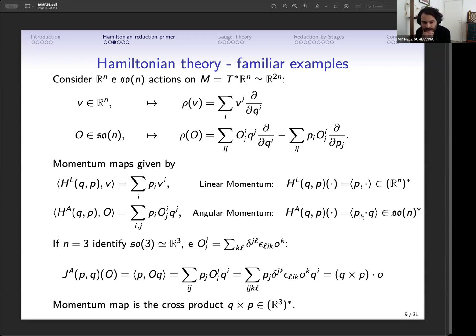Why is this really the angular momentum? Well, if you are in dimension 3 and you identify SO3 with R3 using this explicit map, where now OK is just a vector in R3, you can see that the angular momentum function can be rewritten as the cross product of Q times P, where you're thinking of this as an element in the dual of the Lie algebra, using these identifications multiple times. So this is a familiar example. We've seen this, and one can phrase this example in the language of Hamiltonian momentum maps.